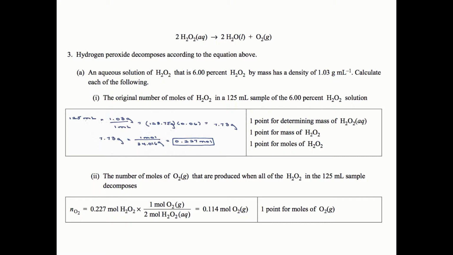Then it's not asking for grams of hydrogen peroxide, it's actually asking for the number of moles. So I need to take 7.73 and divide it by the molar mass of hydrogen peroxide. So the answer I get is 0.227 moles.